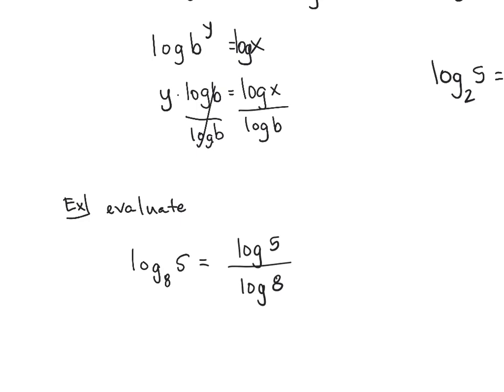divided by log 8. And incidentally, just by way of information, this property also works with natural log. So you could also use natural log 5 divided by natural log 8. Either one of these is going to give you the exact same answer. And both of those logarithms can be used on a calculator. If you were to type this into your calculator, you'd get approximately 0.774.